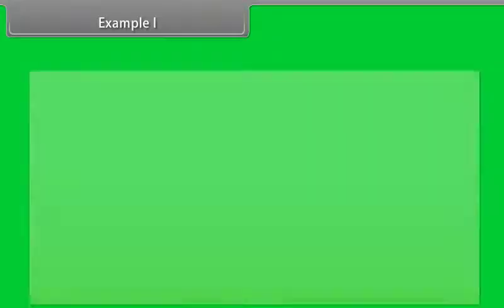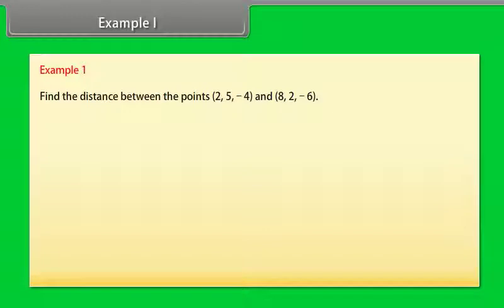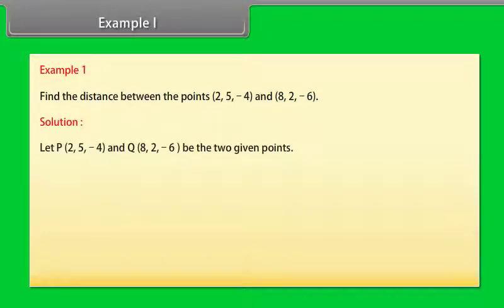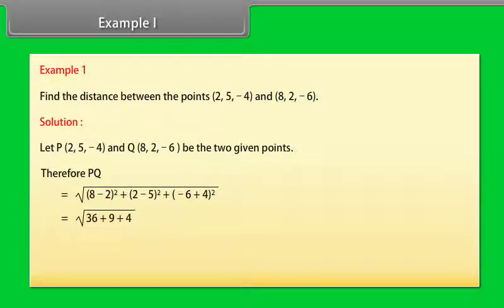Example 1. Find the distance between the points (2, 5, -4) and (8, 2, -6). Solution. Let P (2, 5, -4) and Q (8, 2, -6) be two given points. Therefore, PQ is equal to square root of (8 minus 2) squared plus (2 minus 5) squared plus (-6 plus 4) squared, which is equal to square root of 36 plus 9 plus 4, which is equal to square root of 49, which is equal to 7.